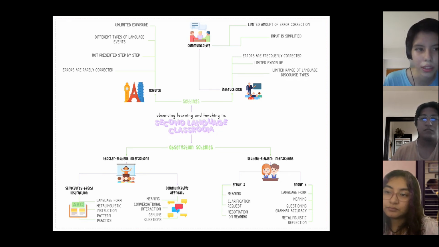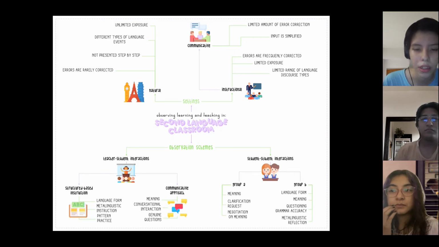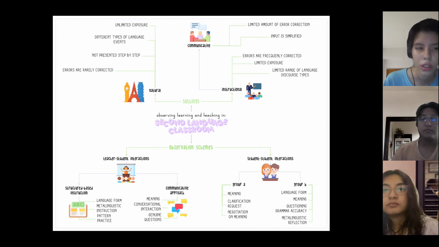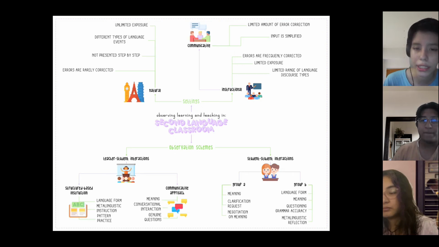Unlike Group A, I think they're very unorganized, and they do negotiation on meaning, but I think they need, for example, metalinguistic reflection and to talk more to each other. Like they don't really use the language. They don't correct themselves, and they have errors on their articles and the nouns.